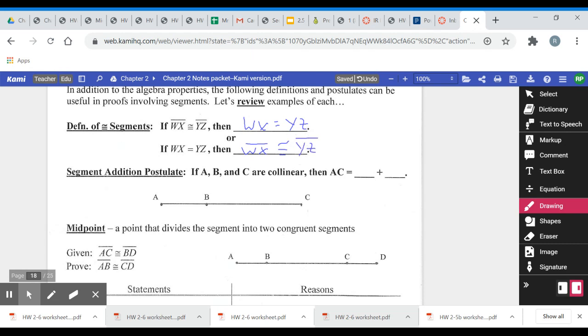Okay. Segment addition postulate, again, I can say that AC, the whole thing, is equal to AB plus BC. All right, midpoint is a point that divides a segment into 2 congruent segments. So it's the middle.